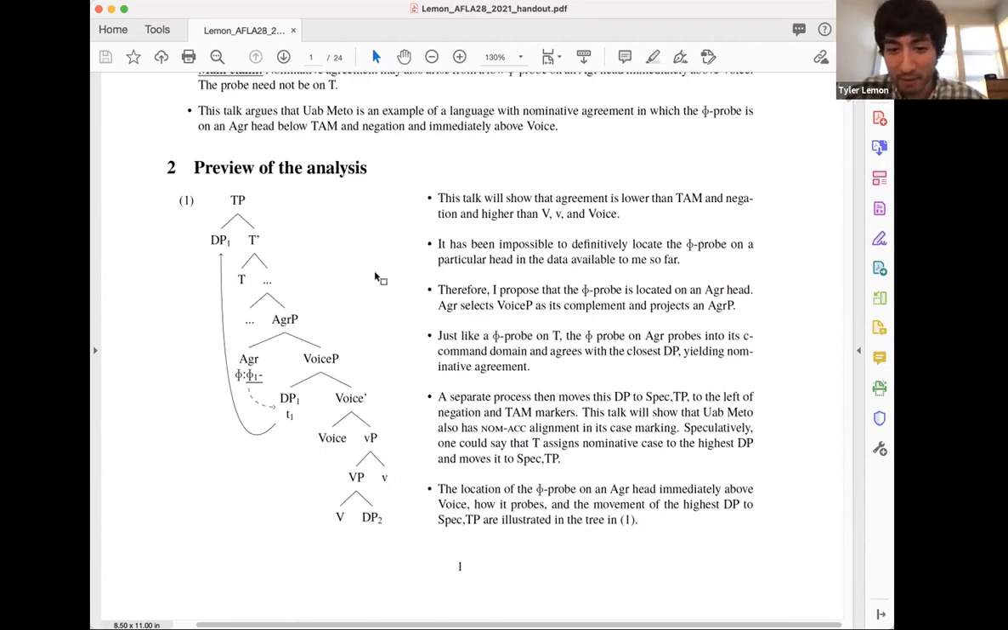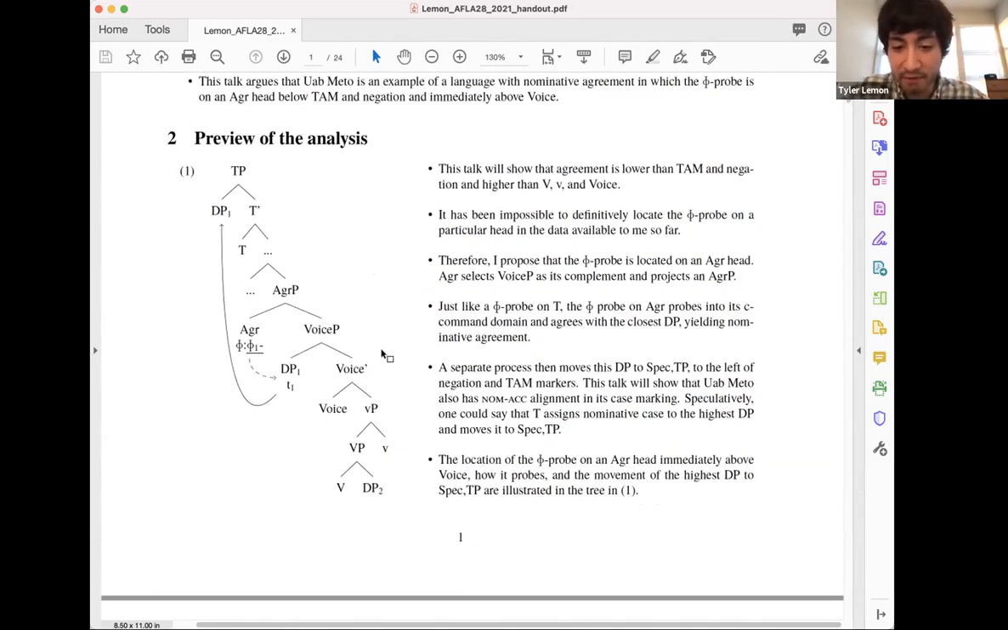And therefore, I propose that the phi probe is located on an Agr head, where Agr selects VoiceP as its complement and projects an AgrP. So just like a phi probe on T, the phi probe on Agr probes into its C-command domain and agrees with the closest DP, yielding nominative aligned agreement. Based on word order facts, a separate process then moves this DP to spec TP to the left of negation and TAM markers. And this talk will show that Uab Meto also has nom-acc alignment in its case marking. And speculatively, you could say that T assigns nominative case to the highest DP and moves it to spec TP.